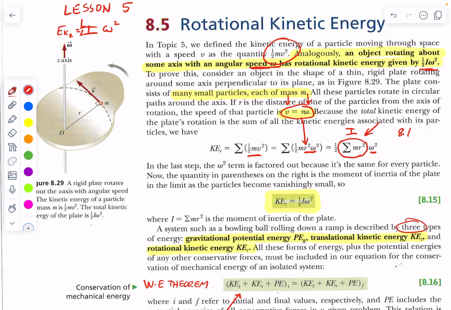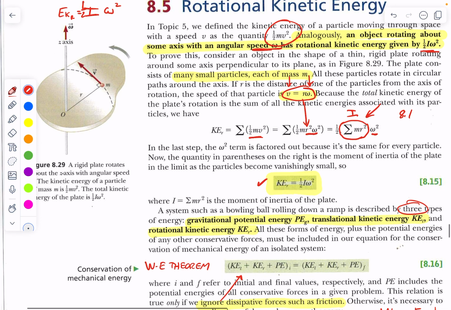And you should know this equation. I should not have to give it to you on a test, because it is the analog to kinetic energy, 1/2 mv squared, expressed in rotary motion.